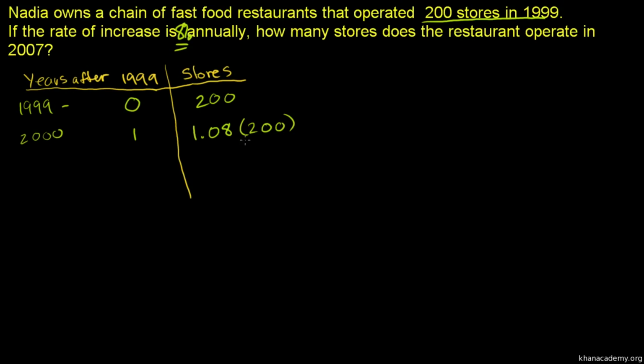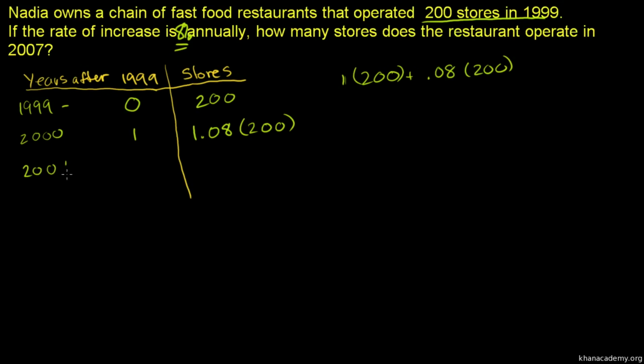1.08 times 200. Now you're going to see the common ratio here. If you're growing by 8%, 1.08 times 200 is equivalent to multiplying by 1.08. Let me make that clear. 200 plus 0.08 times 200. Well, this is just 1 times 200 plus 0.08 times 200. That's 1.08 times 200.